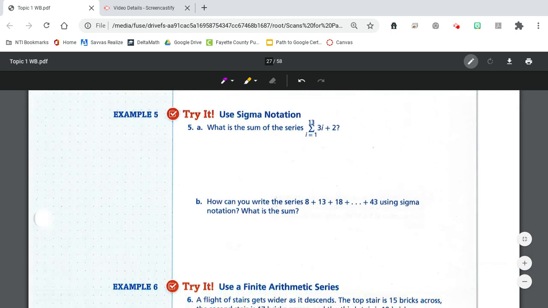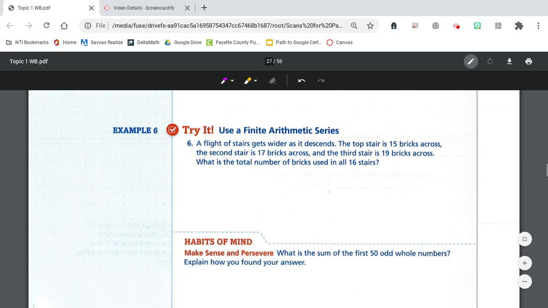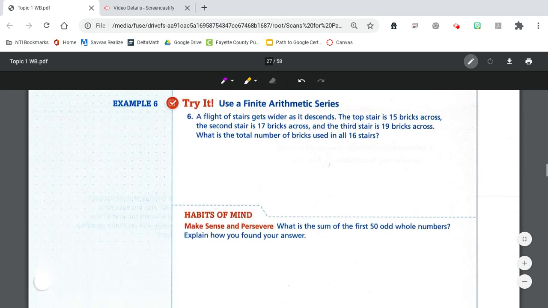Okay, so we're going to come back to example 5 in just a minute. First, let's look at a word problem, because the arithmetic sequence and series is really useful in real life when we have a lot of pattern making. So here, example 6 says we have a flight of stairs that gets wider as it descends. And so the top stair is 15 bricks across.